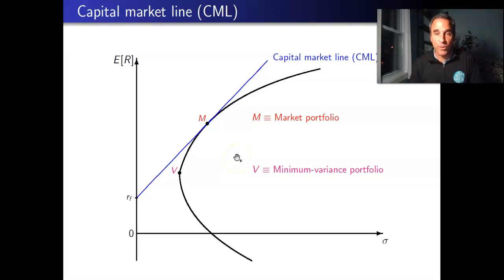This portfolio, we call it the market portfolio. Why do we call it the market portfolio? Since everyone combines the portfolio with the largest Sharpe ratio with the risk-free rate, every investor owns the same portfolio of risky assets.